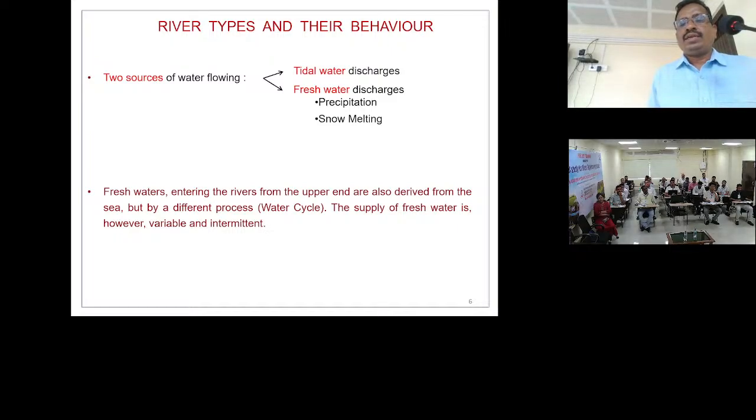So these are the tidal rivers. While coming to the freshwater discharges, precipitation is the main source of this discharge, and snow melting is also one of the sources of the discharges. Fresh waters entering the rivers from the upper ends are also derived from the sea, but by a different process like the water cycle. The supply of fresh water is, however, variable and intermittent.